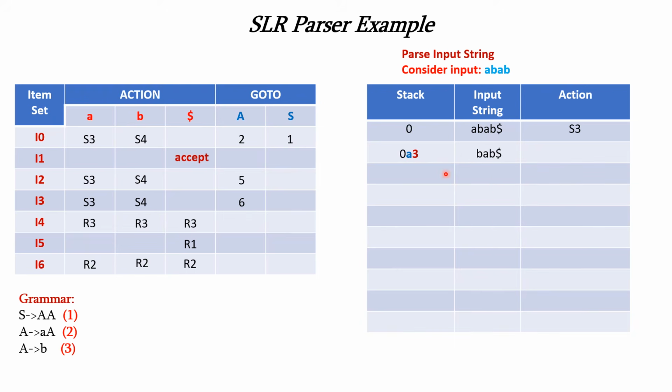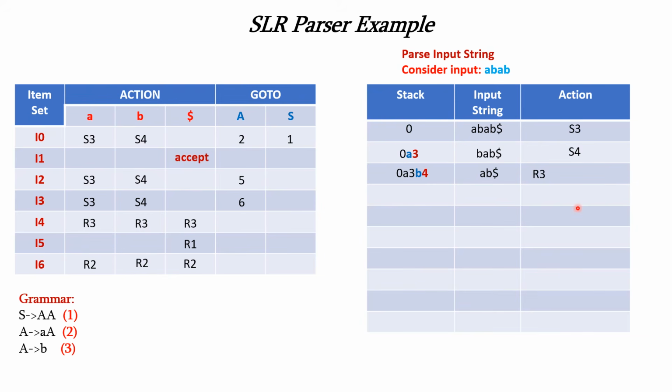So, consider 3 and b in the table. So, 3 and b in the table is S4. So, the action is S4. Again, shift. So, we have to push the first symbol in the input onto the top of the stack. So, already we have 0, a3. So, push b. So, 0, a3, b. Along with b, we have to add the number of this action, that is 4. So, it is added. So, remaining is ab, dollar. Consider 4 and a. So 4 and a, it is R3, that is reduce operation.